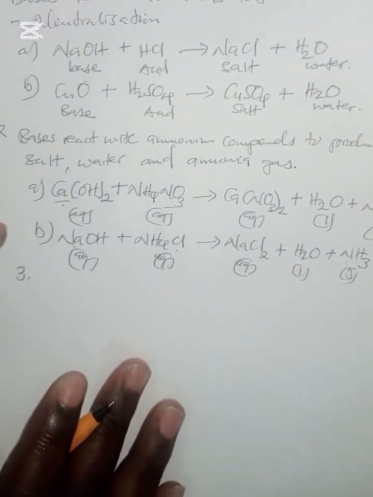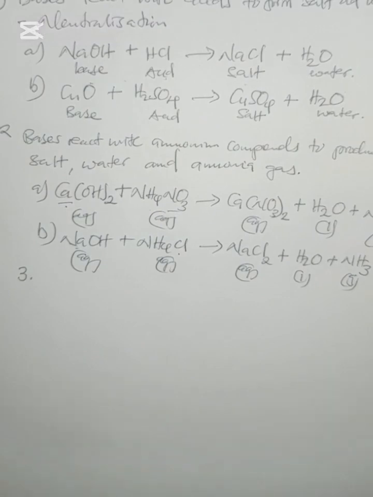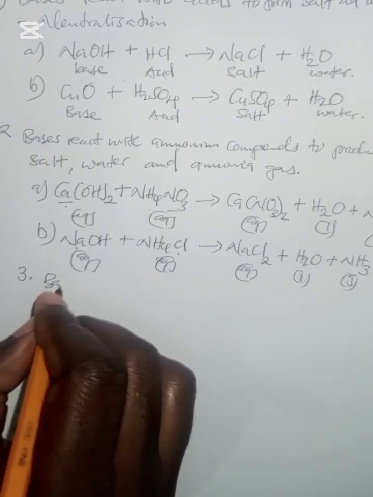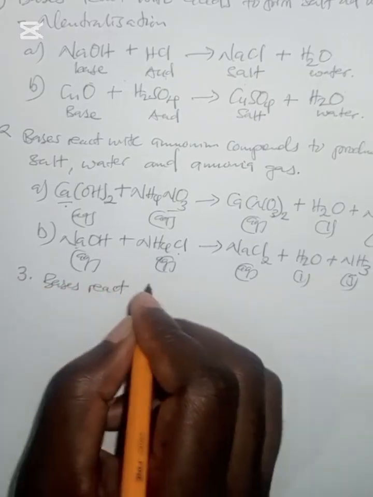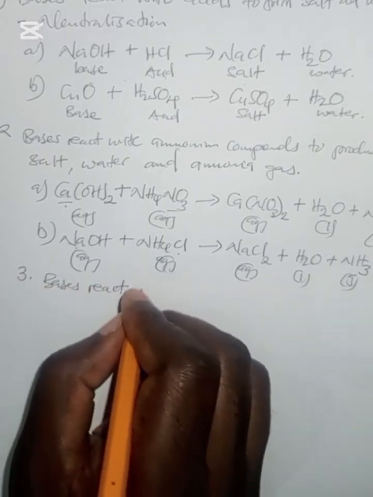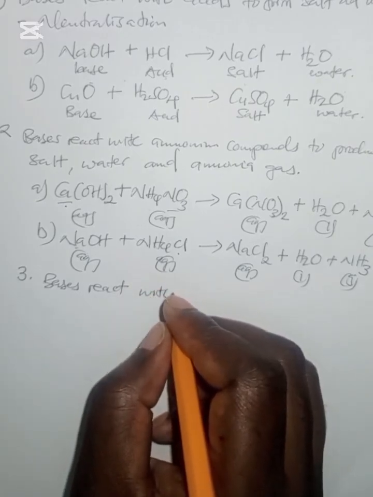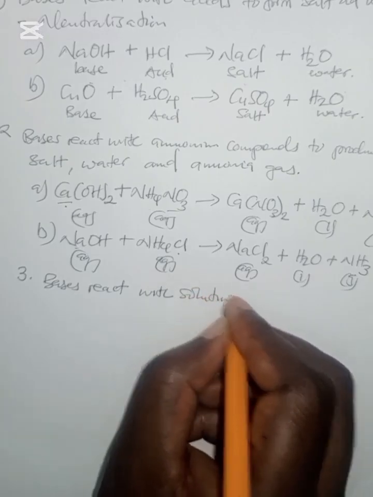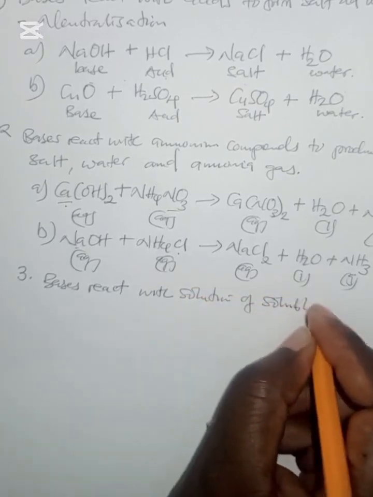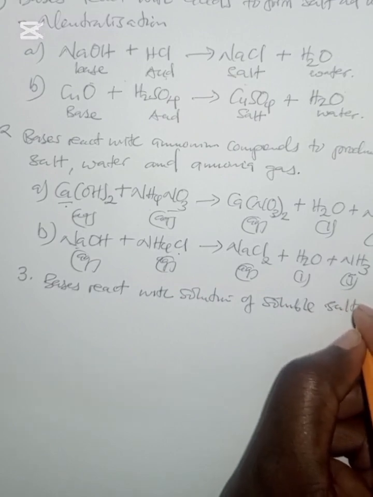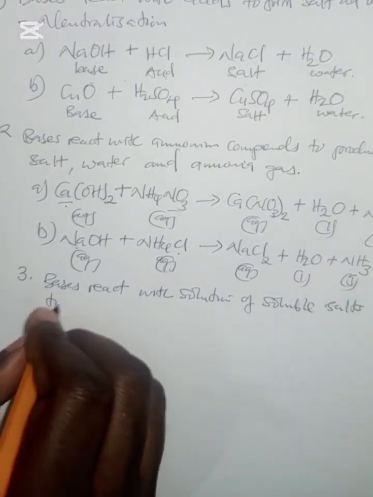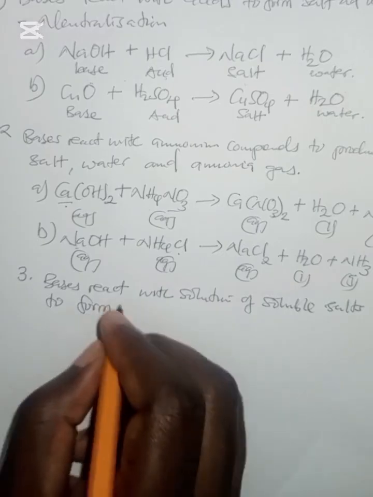The third property is bases react with soluble salts to form precipitates of insoluble hydroxide. So bases react with a solution of soluble salts to form precipitates.